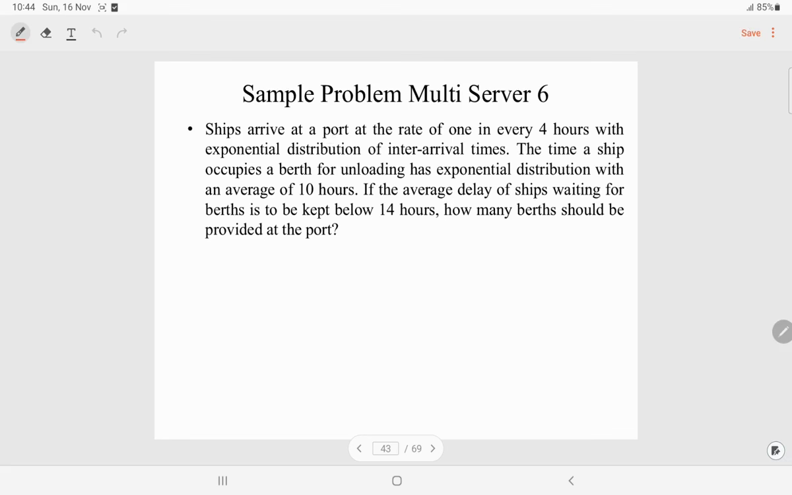of 1 in every 4 hours. That means in 4 hours one ship is coming. So the arrival rate, the number of ships coming per hour, is 1 by 4. So lambda is equal to 1 by 4 ships per hour.